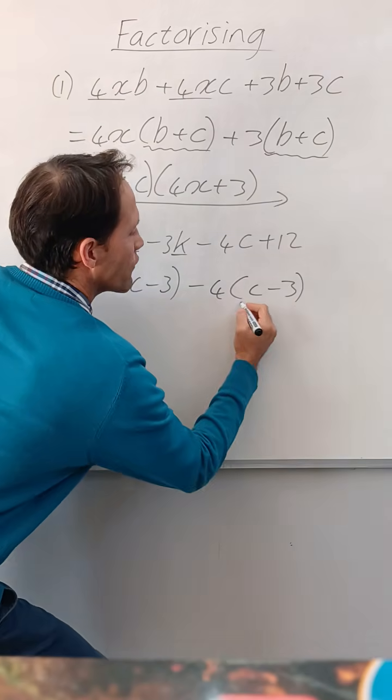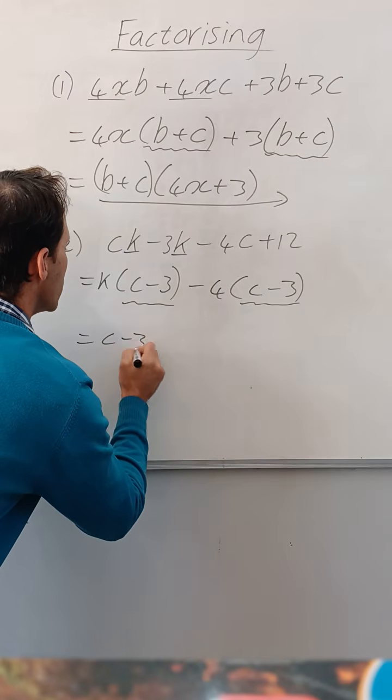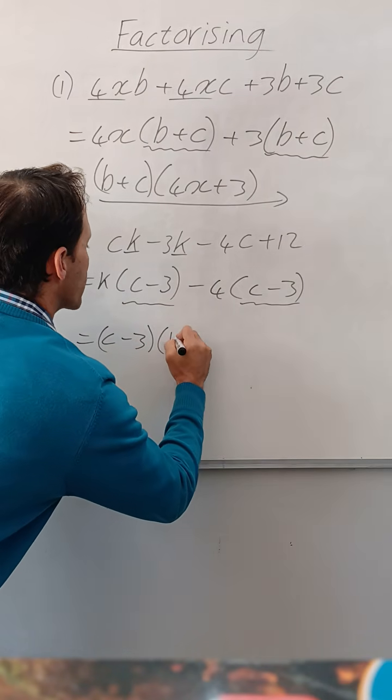So now again I've got a common factor. There's c minus 3 and c minus 3. Put it in the front. And then in the bracket I've got k minus 4.